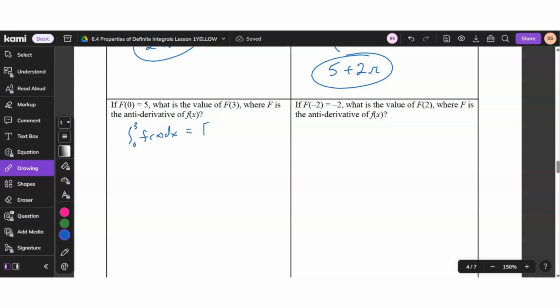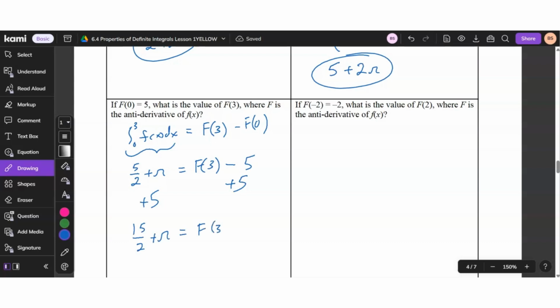And that's going to be equal to, based on the fundamental theorem of calculus, F of 3 minus F of 0. Now, we know what this is already. We found it earlier. It's 5 halves plus pi. F of 3 is the thing we're looking for, and we know F of 0 is 5, which means that we're literally just going to add 5 to both sides. And let's see, that's 10 plus 5, so that's 15 halves plus pi is what F of 3 would be equal to.